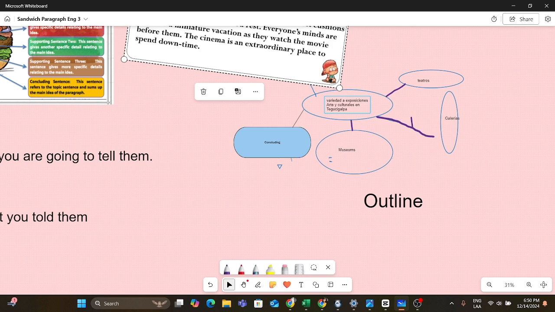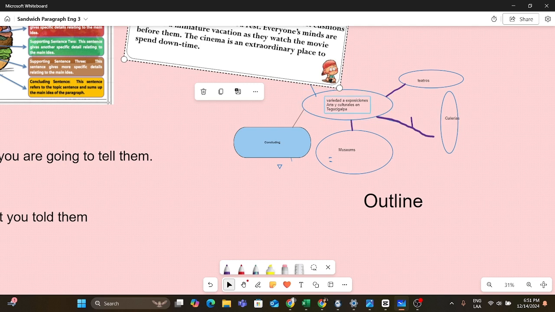If I say, okay, Tegucigalpa has a lot of places to go, and we have a lot of art and culture expressions in Tegucigalpa, I need to support that idea. How am I gonna support it? I'm gonna give reasons, like we can go to the theaters, we can go to the galleries where artists show their works. We have museums. Okay, so this is my main idea or an idea. This is just to organize. This is a main idea. It is not a topic sentence yet, but it's the main idea, what I want to talk about later.